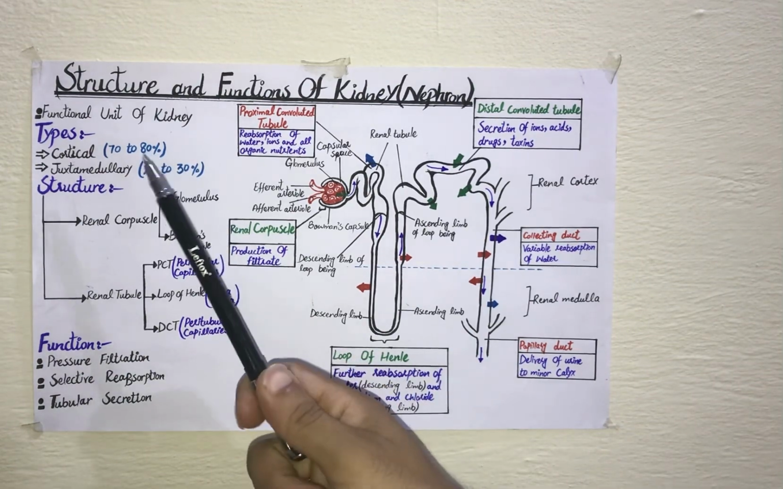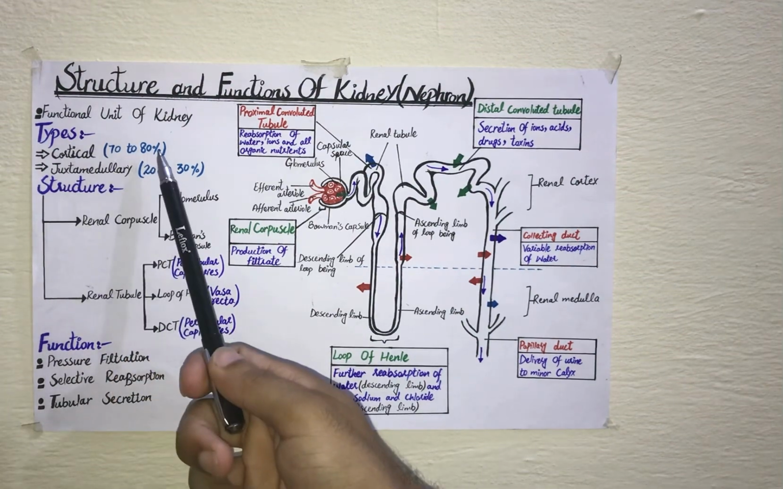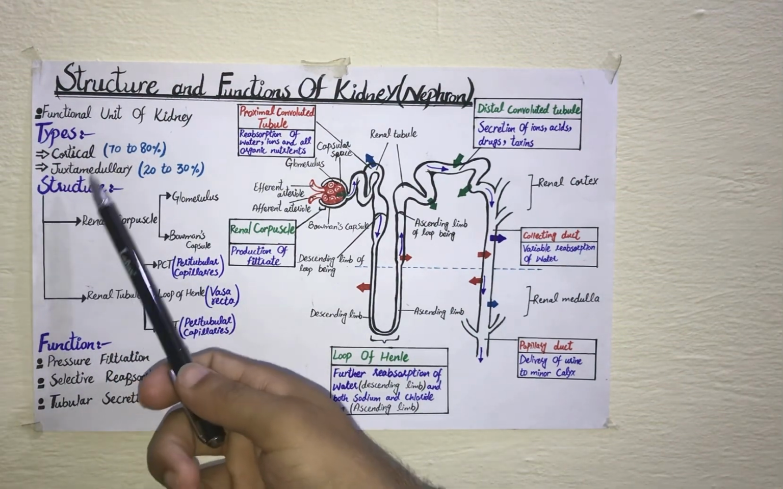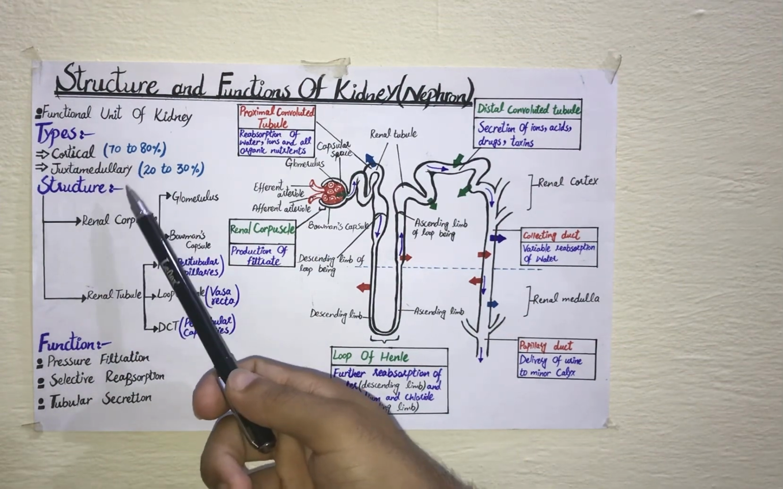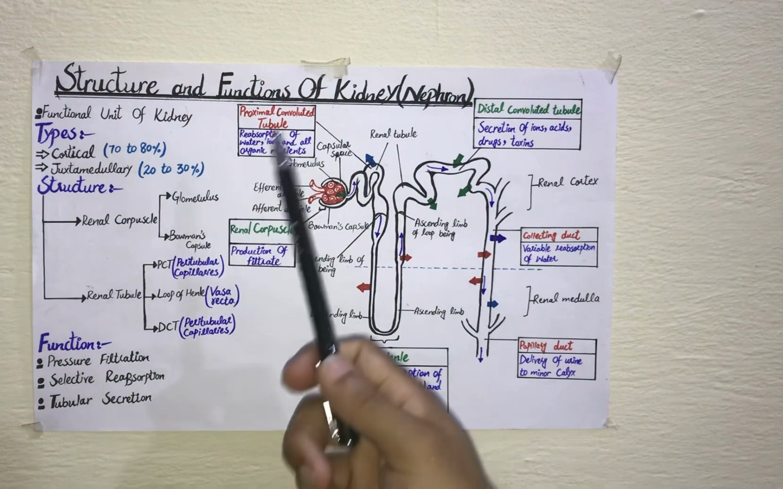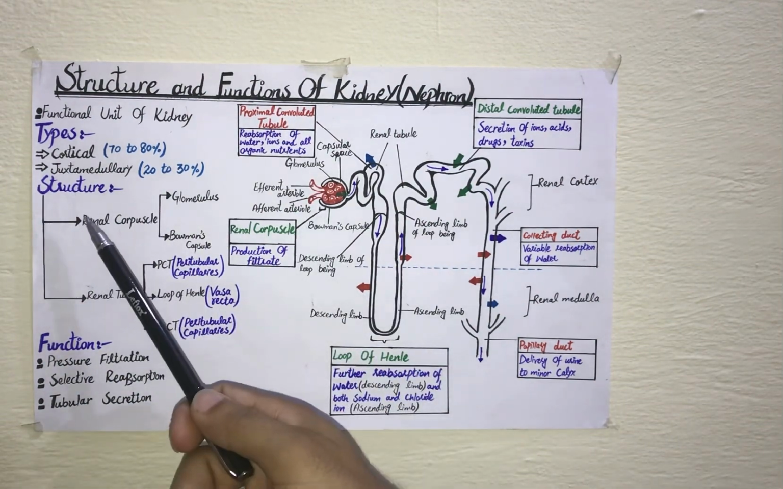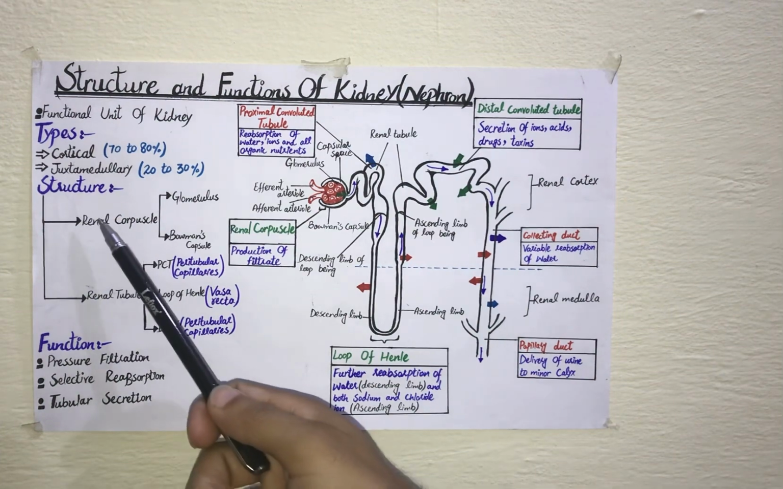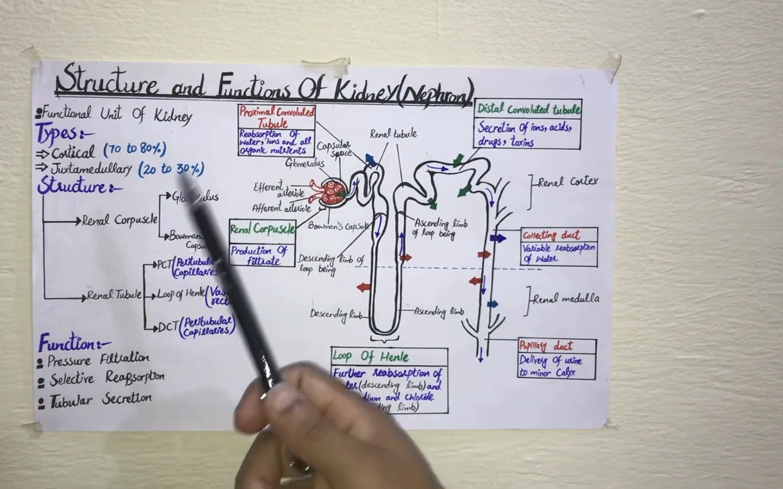One type is arranged in the cortical region of the kidney and is known as the cortical nephron, which makes up about 70 to 80% of our kidney. The other type is the juxtamedullary nephron, which makes up about 20 to 30%. The two basic parts of a nephron, as I mentioned, are the renal corpuscle and the renal tubule. The renal corpuscle has two further parts.